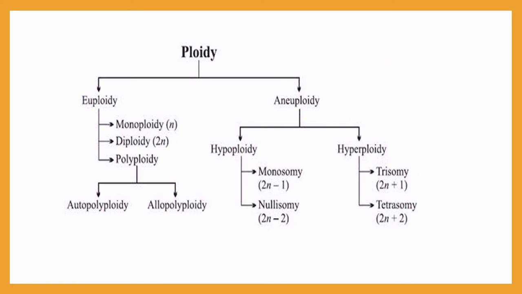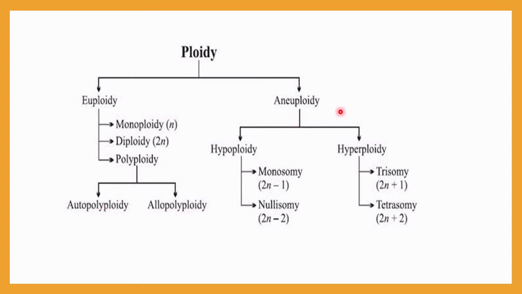So up to this point, whatever we have learned is all about structural abnormality of a chromosome. Now let me discuss numerical abnormality of a chromosome, which is called ploidy. Here two terms are given: euploidy and aneuploidy. Euploidy may be of three kinds: monoploidy, diploidy, and polyploidy. Polyploidy can further be divided into two parts: autopolyploidy and allopolyploidy.